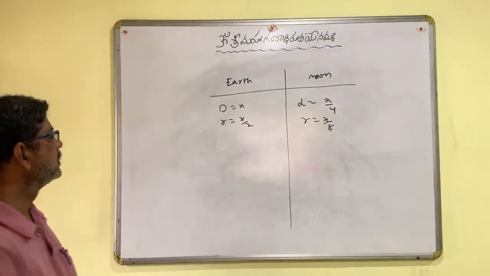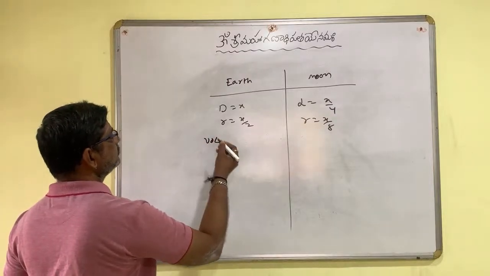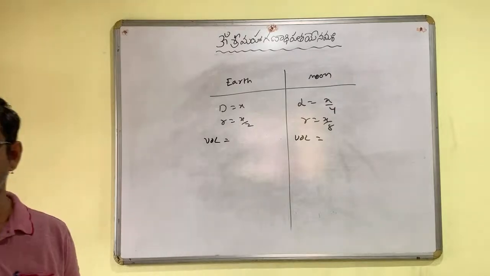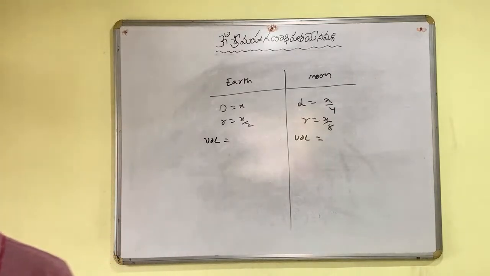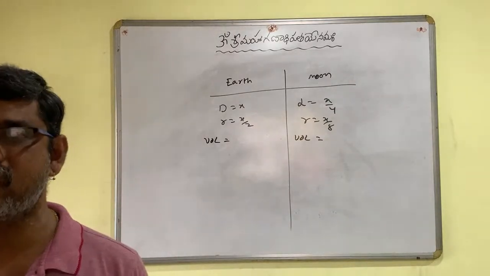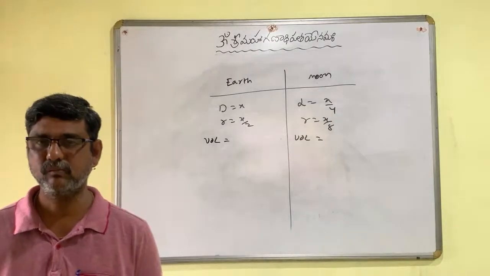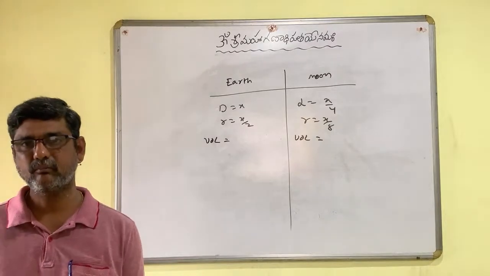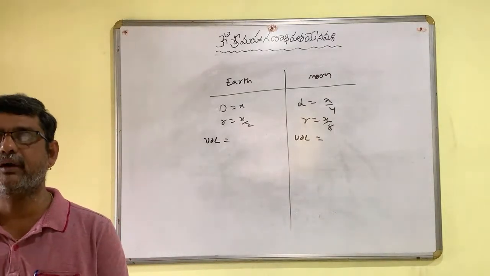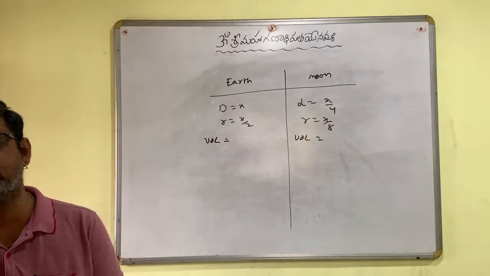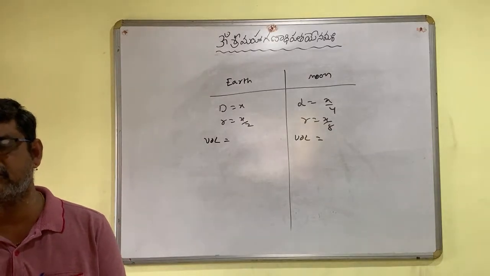Now, children, calculate the volume of Earth and the volume of Moon fast. Don't give any value for pi. Keep pi as pi itself. Don't give any value. 22/7, 3.14, unnecessary.